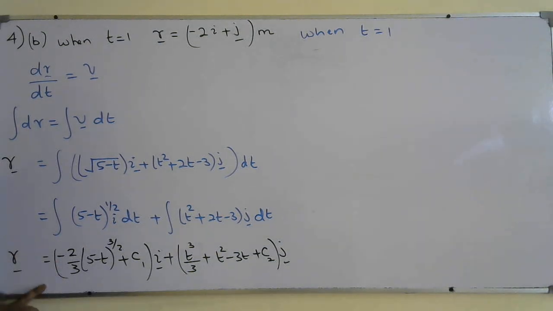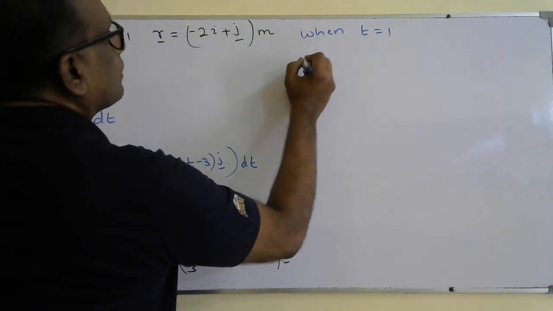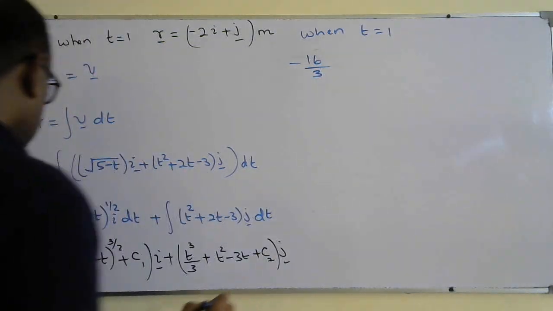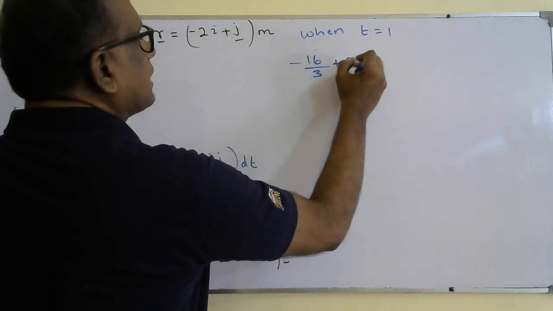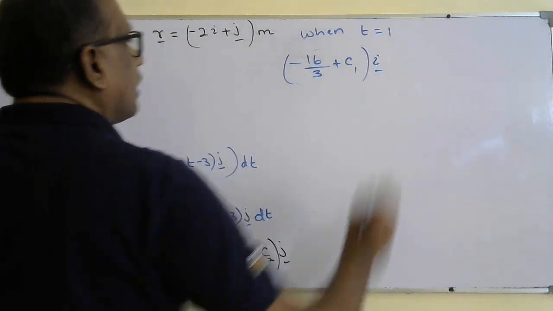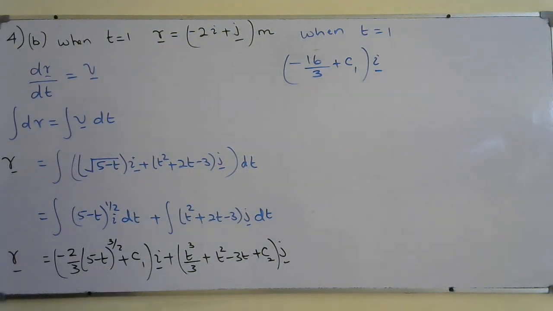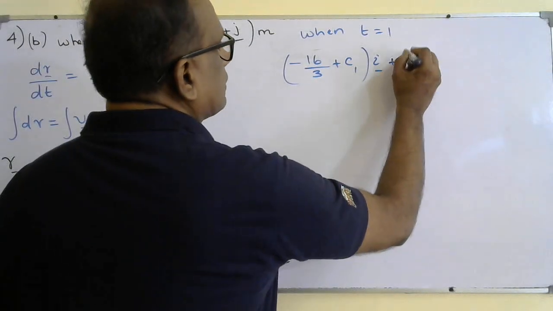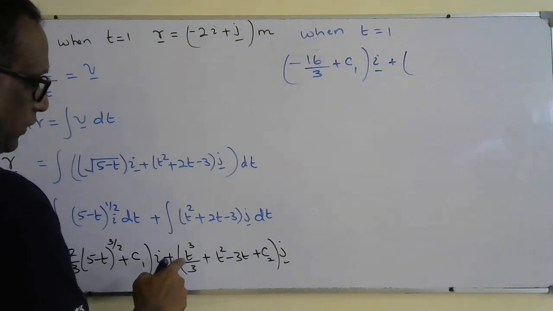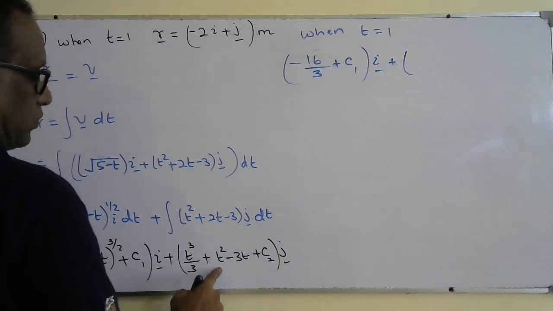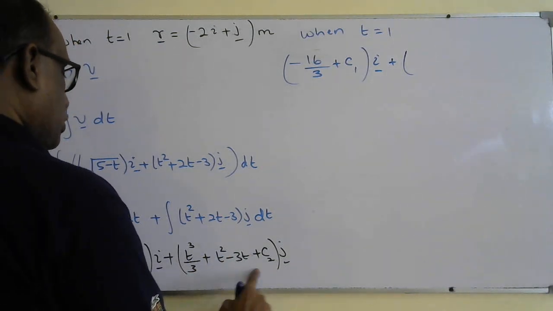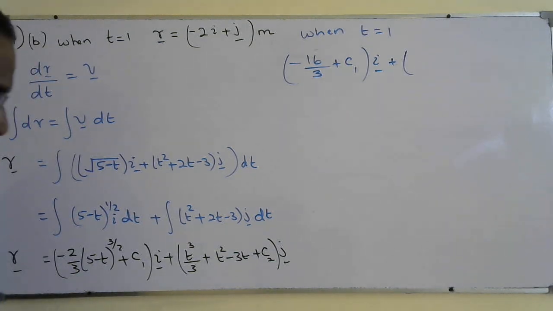8 into 2, 16 over 3 plus C1 i. Here when you put t equal 1, 1 over 3, this is 1 minus 3, so that's going to be minus 2. If you solve, you will get 5 by 3 plus C2.